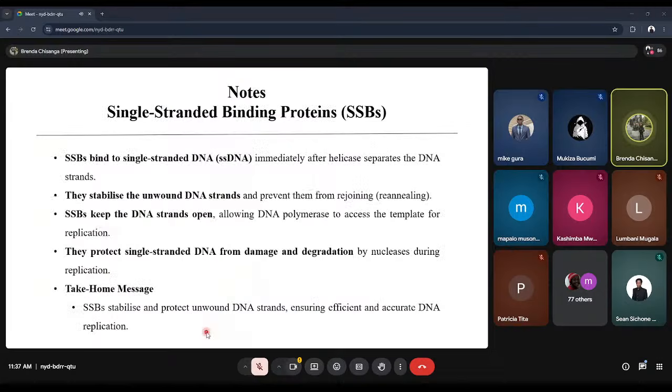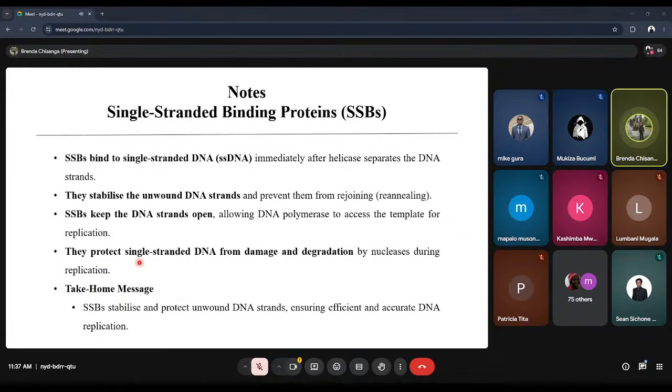And the next slide, I think, is just notes on what these single-stranded binding proteins are and what they do. Looking at point number 4, single-stranded binding proteins, in addition to just stabilizing the single-stranded DNA, and I mean keeping it as a single strand. So one of the functions of single-stranded binding proteins is to stabilize DNA so that it does not complementary base pair.